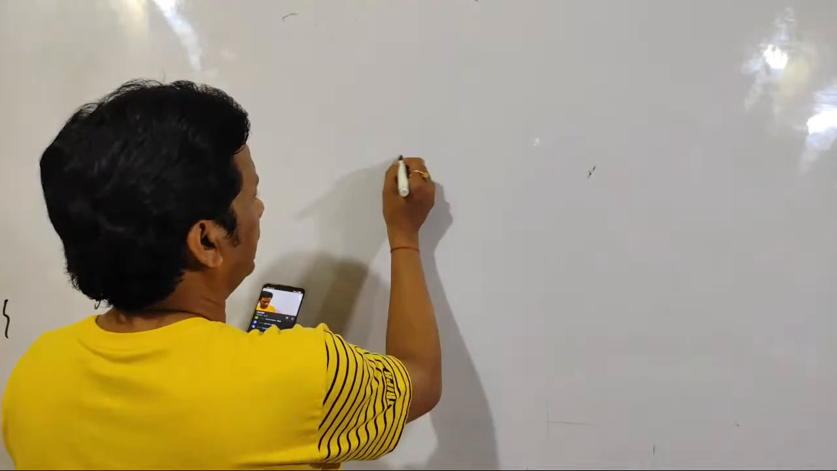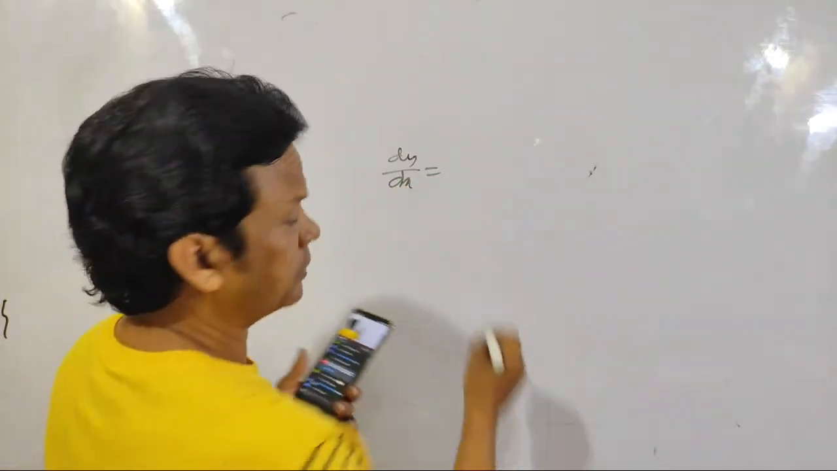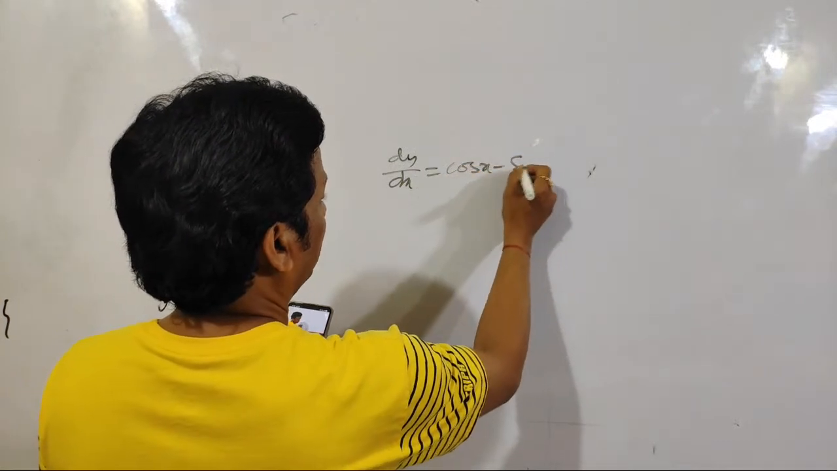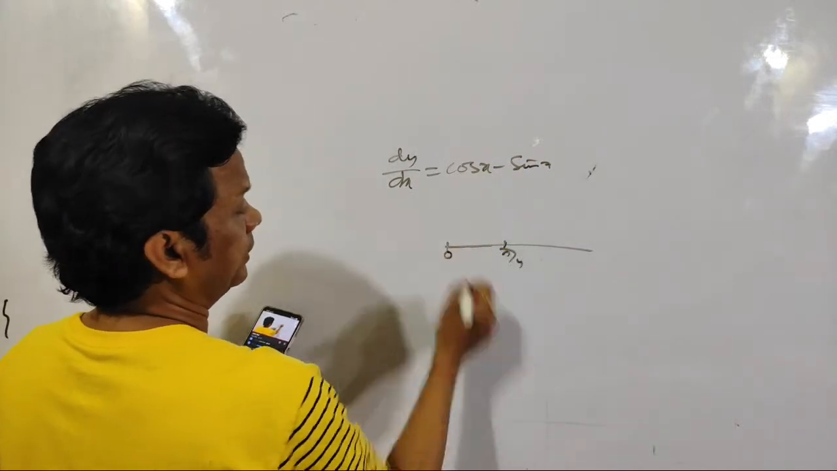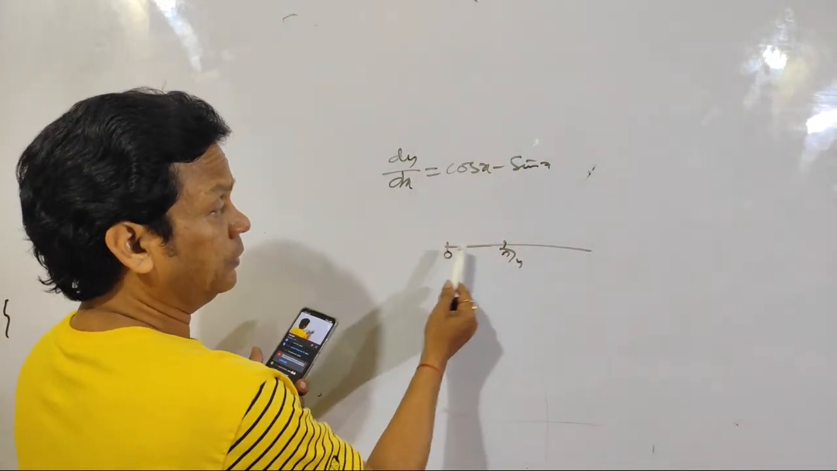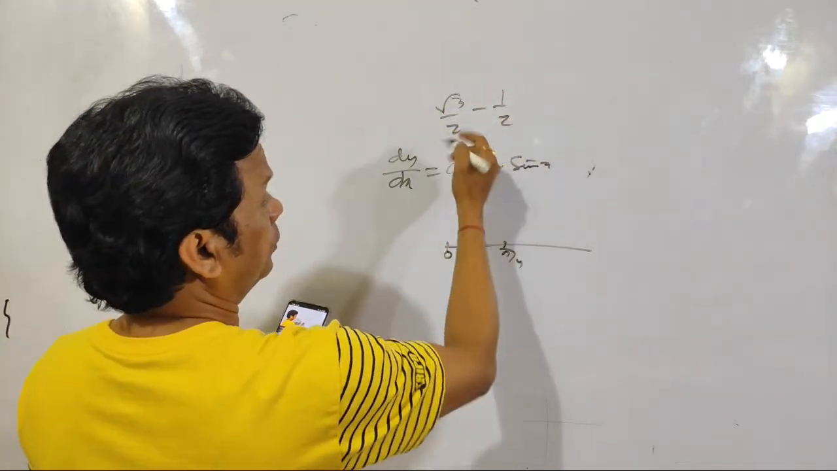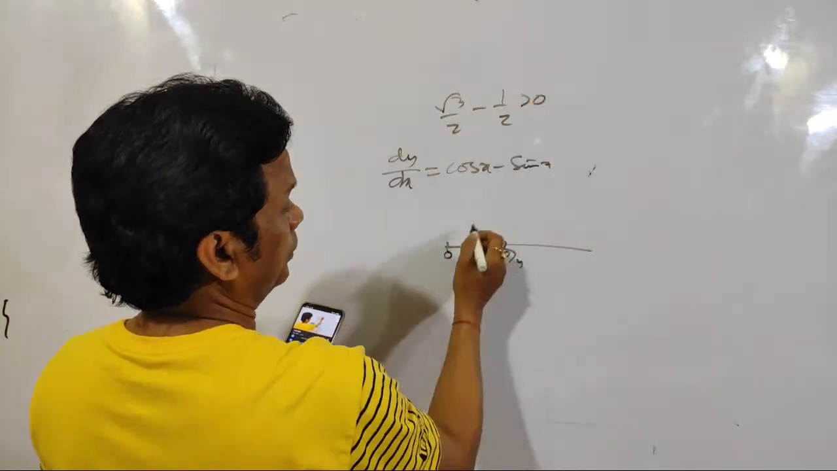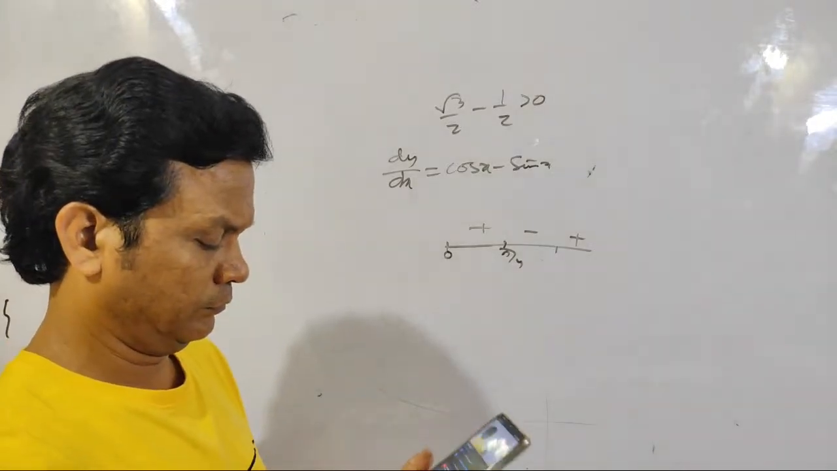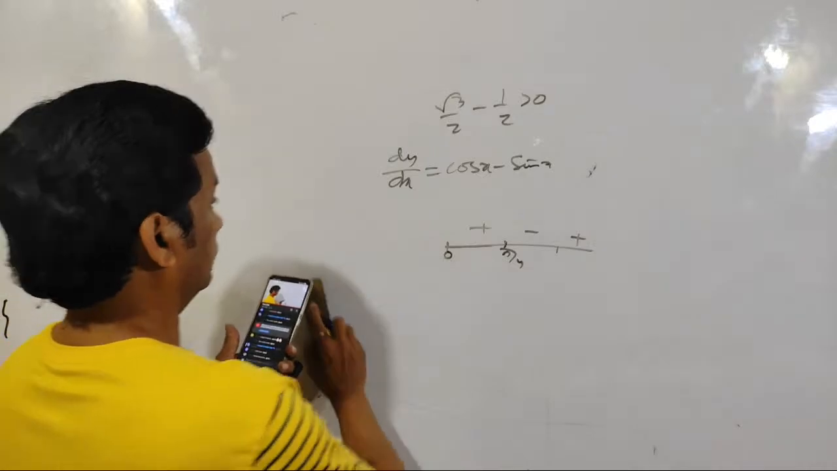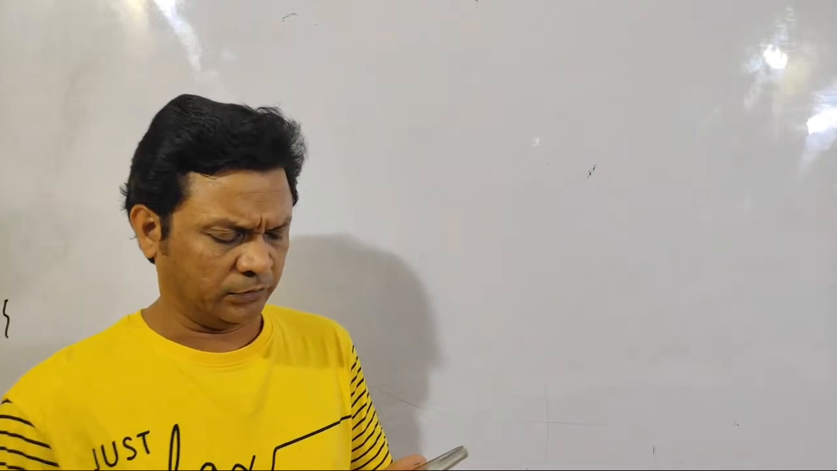It is given that dy by dx is equal to the derivative of log of sin x plus cos x, that means cos x minus sin x over sin x plus cos x. I am taking any one point in the interval 0 to pi by 4. It is 30 degree, this is 45 degree. Cos 30 is root 3 by 2, sin 30 is 1 by 2. So root 3 minus 1 by 2 is positive. So this is positive, this is negative, this is positive. Okay. Is it clear or not?